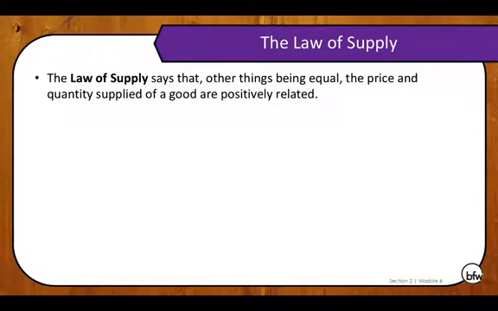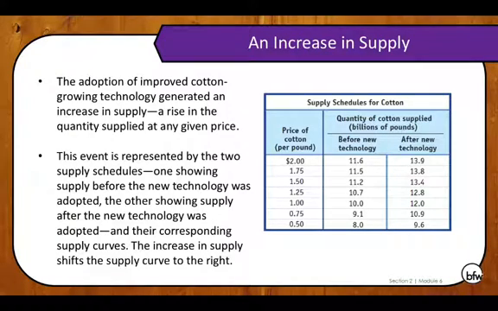So, the law of supply says that other things being equal, the price and quantity supplied of a good are positively related. We've stated that. But we said there are other things that can cause an increase or decrease in supply other than a change in the price of a good. And these are what we refer to as the supply curve shifters. These are the other things besides price that we talked about which can affect the supply of a good.